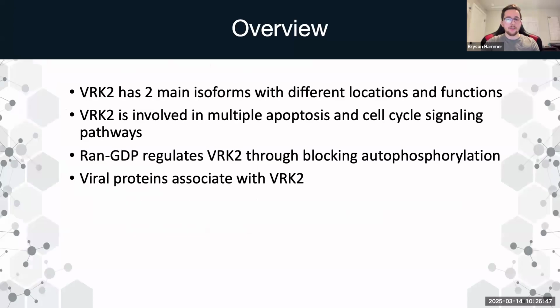Ultimately, VRK2 is involved in many signaling pathways, and it has 2 isoforms that determine its location in the cell. It helps to prevent viral infections and is regulated through post-translational modification signals.